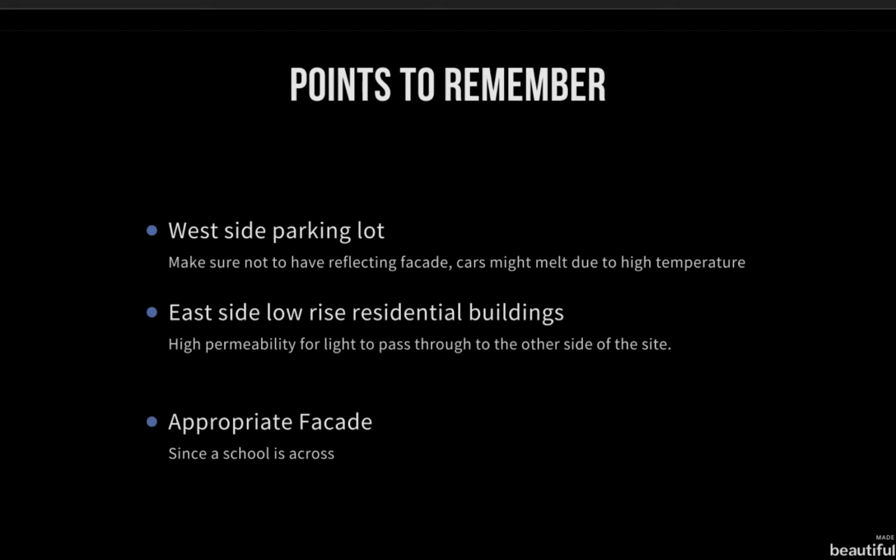So during the summer, make sure to have facades that don't reflect or bounce off light onto these cars, since cars will melt under high temperature. The east side has low residential buildings, and therefore we need high permeability or another way for the light to travel through to the east side of the building. And also we need to consider an appropriate facade since a school is right across. As the sun bounces off from the south facade, make sure the facade doesn't shine into the classrooms. And we'll talk about airflow.